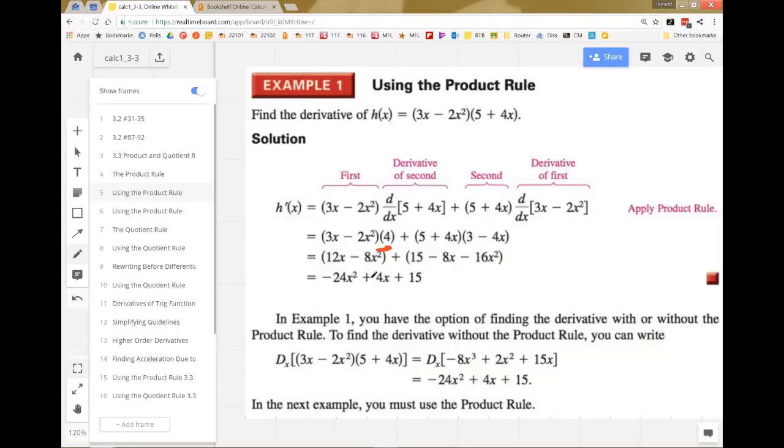Now it's just a matter of algebra to bring things together. So we take 3x minus 2x squared times 4, and we multiply 5 plus 4x times 3 minus 4x. 5 times 3 is 15. 5 times negative 4x is negative 20x, and then 4x times 3 is a plus 12x. Then lastly, 4x times negative 4x, negative 16x squared, and then just add like terms. So there's our first taste of the product rule.